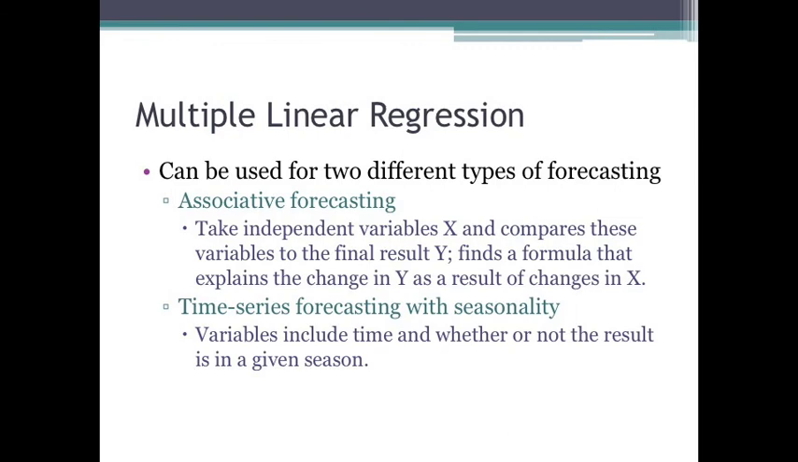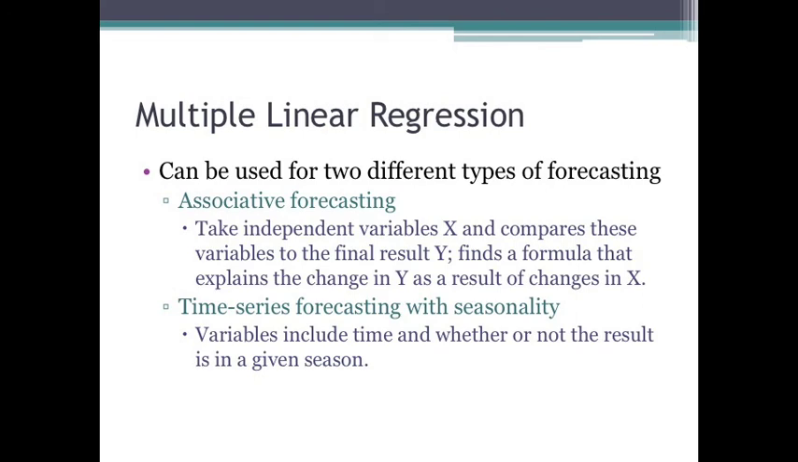Now, multiple linear regression can be used for two different types of forecasting. The first is what's known as associative forecasting. With associative forecasting, we get to the heart of the matter. We get to what is causing our results, as we saw before with sales being dependent on advertising and price.